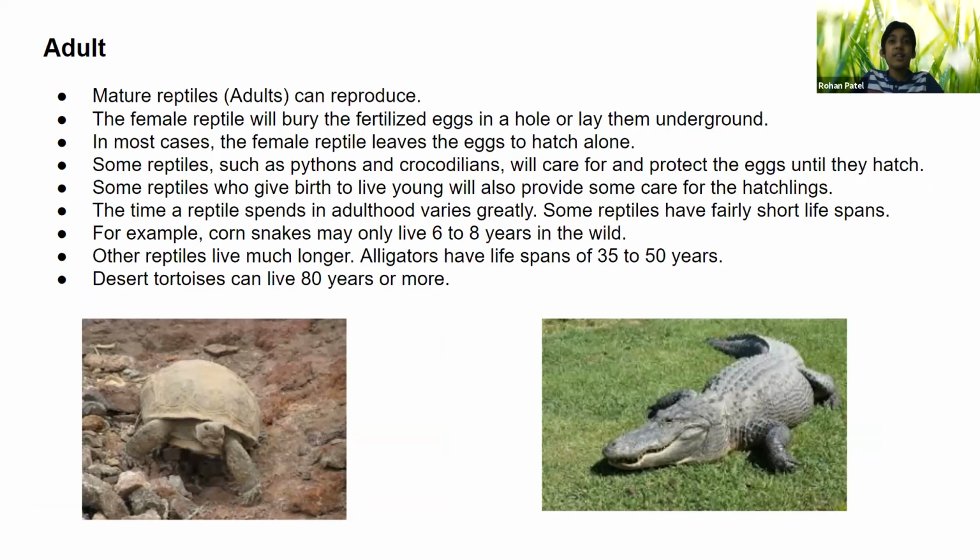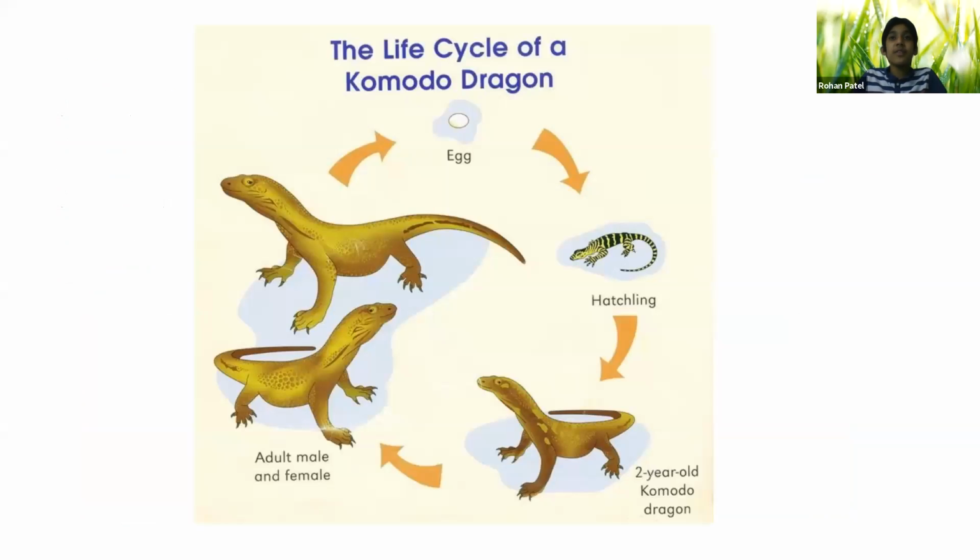The time a reptile spends in adulthood varies greatly. Some reptiles have very short lifespans. For example, corn snakes live only 6 to 8 years in the wild, but other reptiles live much longer. Alligators have lifespans of 35 to 50 years, and desert tortoises can live 80 years or more. So in the life cycle of the Komodo dragon, we have our egg, it becomes a hatchling, and then a 2-year-old Komodo dragon. Eventually it becomes an adult male or female, and it will give birth to a couple eggs, and then it will die.